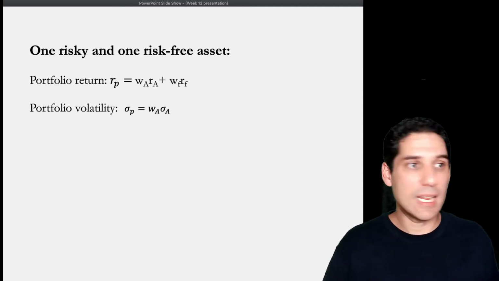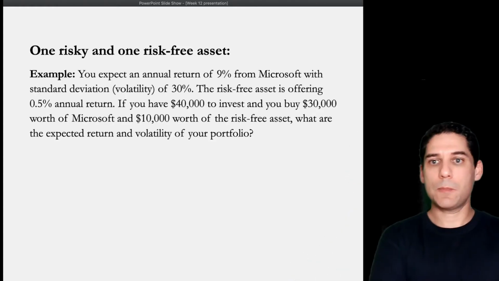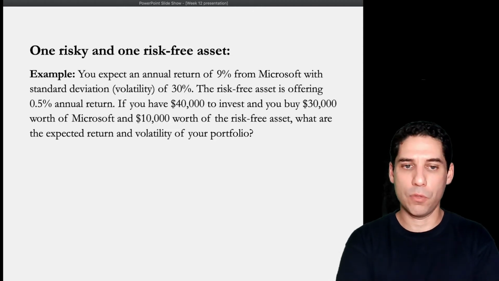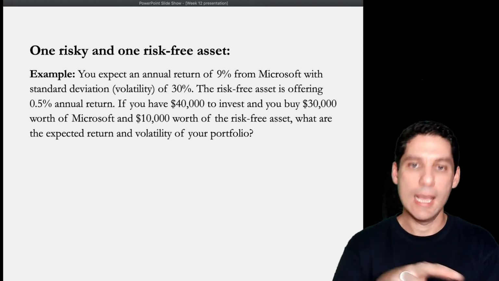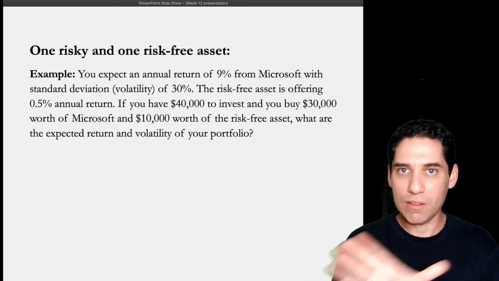Okay, so let's see an example. What does that look like? Example, you expect an annual return of 9% from Microsoft with standard deviation, volatility, of 30%. So that's our risky asset. And this is sort of what we are expecting, right? 9%. And there's quite a bit of uncertainty surrounding that.